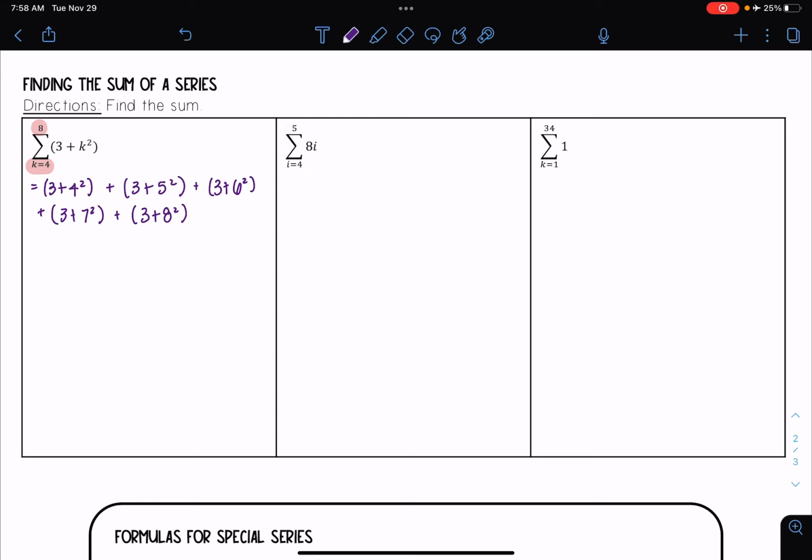And so when I simplify this further, 3 plus 4 squared, that's going to get me 19. 3 plus 5 squared gets me 28. 3 plus 6 squared gets me 39. 3 plus 7 squared gets me 52. And 3 plus 8 squared gets me 67. And when I add all those terms together, I get 205.